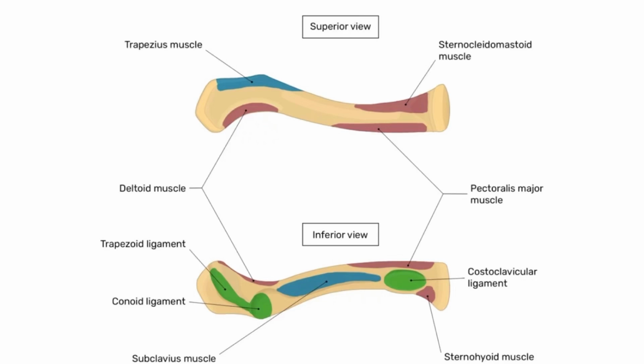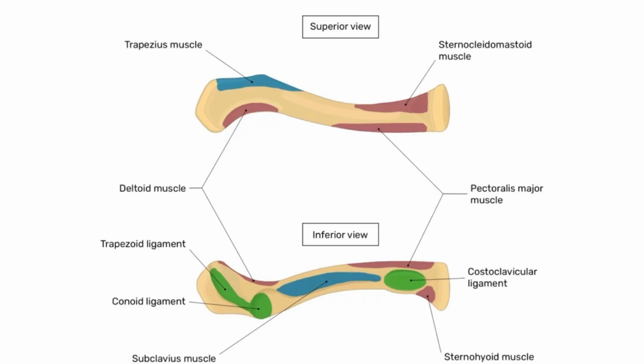Then the next one we are going to go into is the ligaments. The first ligament is the interclavicular ligament. This ligament is attached to the medial end of the clavicle. Then the next one is the costoclavicular ligament, which is attached to the rough oval impression on the inferior surface of the medial end of the clavicle.